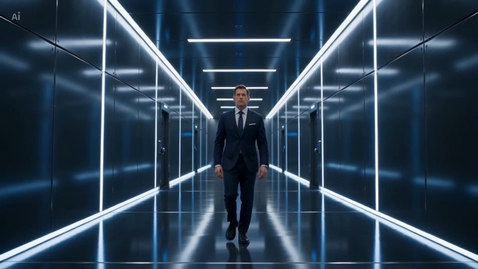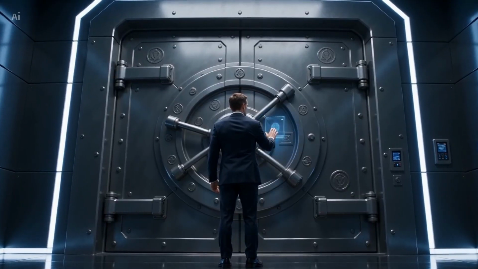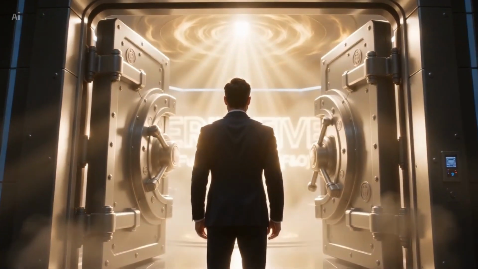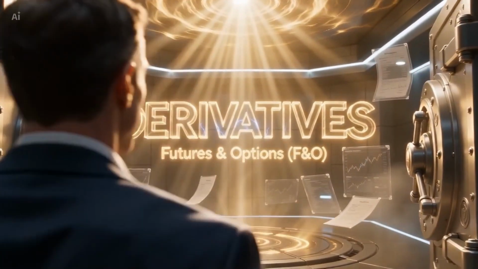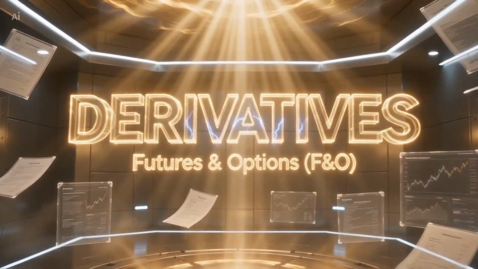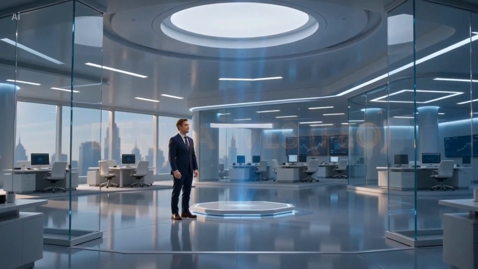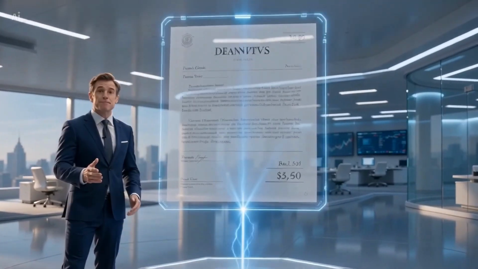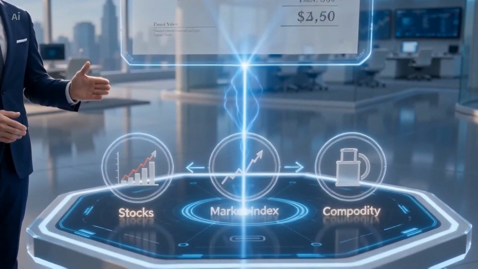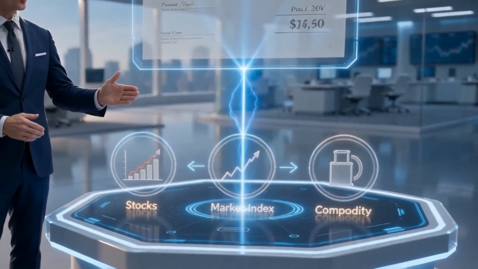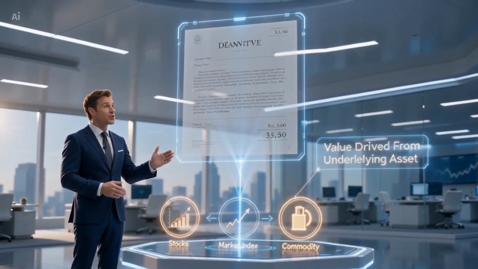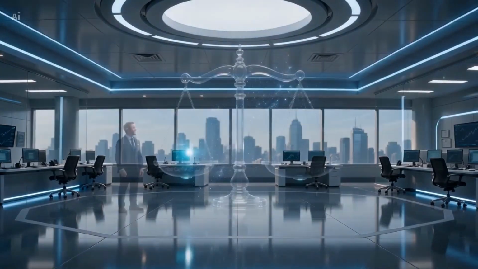That volatility brings us directly to our fifth asset class, the ultimate double-edged sword. Derivatives, specifically futures and options, or F&O. A derivative is a financial contract that derives its value from an underlying asset, like a stock, index, or commodity. You aren't buying the asset itself, just a contract on its future price.